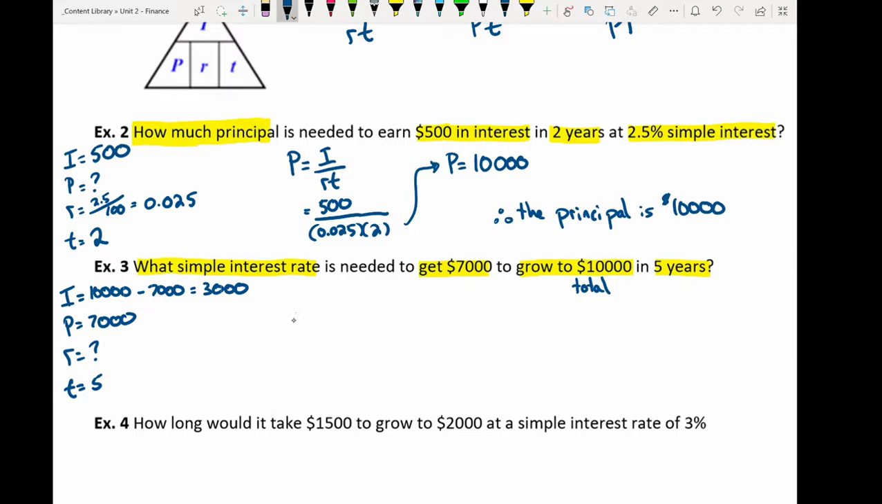So everything's filled in except for one, which is good. So I'm going to solve for R and go back up to the triangle or the formulas. So R is equal to I over PT. I'm going to go through and fill in my information. So $3,000 divided by 7,000 times 5. And I get an R value of 0.086.